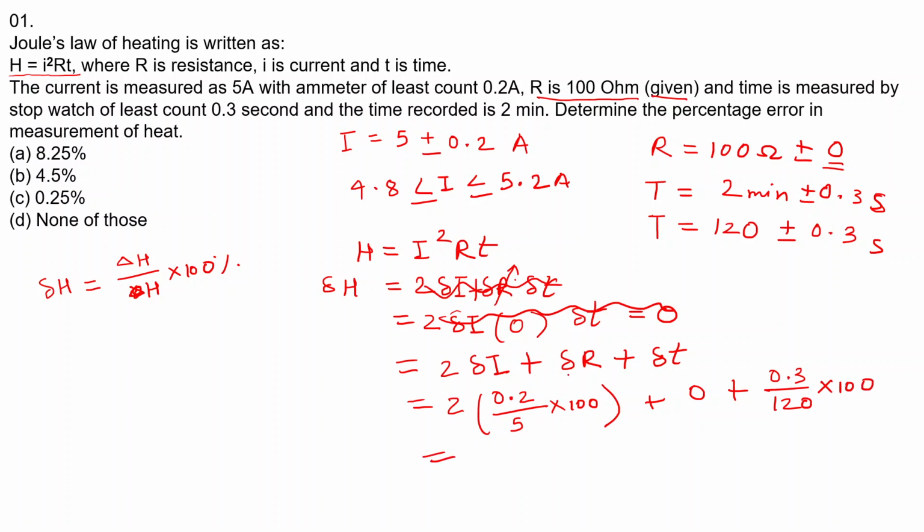If we calculate, 0.2 divided by 5 is 0.04, so times 100 it is 4, and 2 times that is 8. This will be 8 plus 0 plus 0.25. So the relative error in heat will be 8.25%.